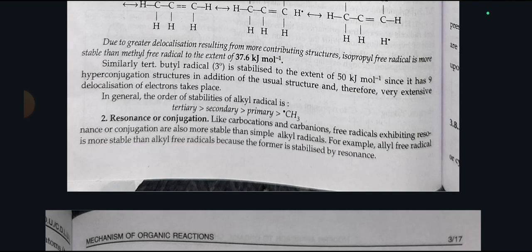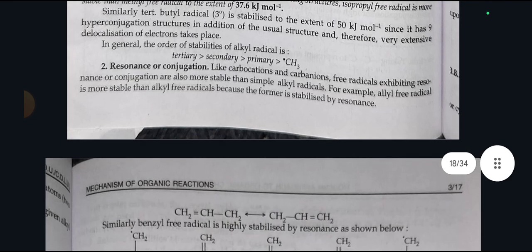Similarly, tert-butyl radical, 3 degree, is stabilized to the extent of 50 kJ per mole, since it has 9 hyperconjugation structures in addition to the usual structure, and therefore very extensive delocalization of electrons takes place. In general, the order of stability of alkyl radicals is tertiary, then secondary, then primary, then CH3 radical.